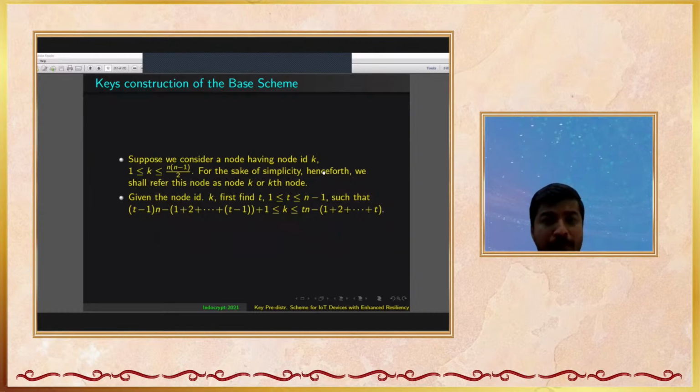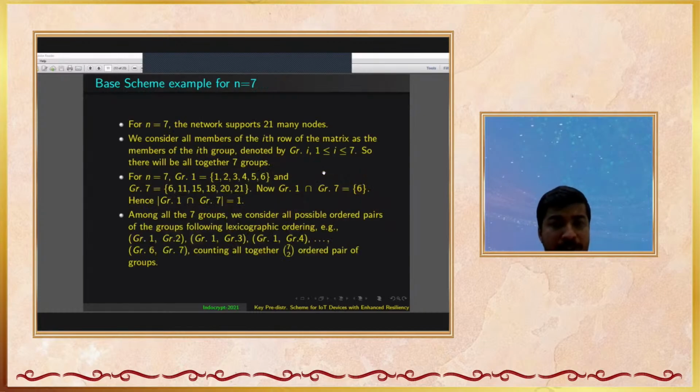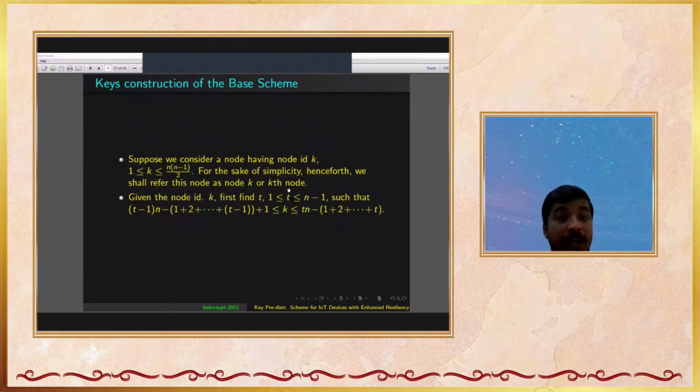So here is an example for n equals 7, so 21 nodes, and we consider all members of the ith row of the matrix as the members of the ith group, and the number of common elements of any 2 groups is 1. And for that I describe the key construction of the base scheme.